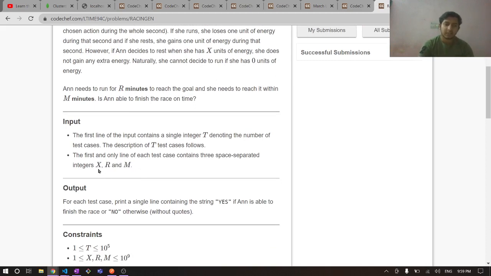X is the initial energy of the girl, which means she can run for x seconds simply. R is the minutes for which she has to run. See, 1 unit of energy is to run 1 second, but she has to run r minutes. And m is the time she is allowed to complete the race. Now this shouldn't be very hard actually.